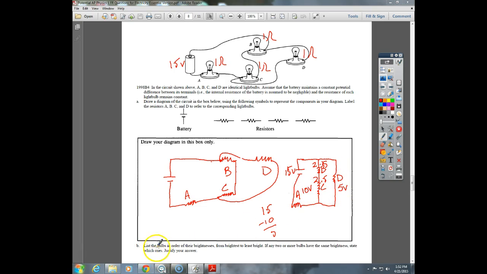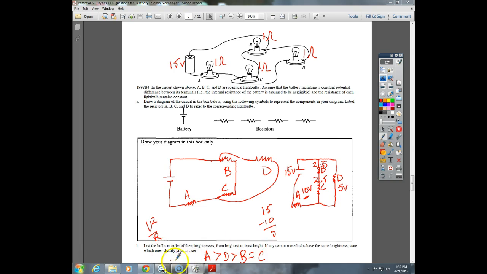They want us to list the bulbs in order of their brightness, from the brightest to the least bright. Let's think about our equations. So our equation is V squared over R. And since our resistances are the same, we just need to look at the voltages. If you look at the voltages, you'll notice that the biggest voltage is A. So the brightest is A. The next brightest one would be D, because it's the next highest voltage. And then the next highest one is a tie between B and C. So you could actually write B and C.